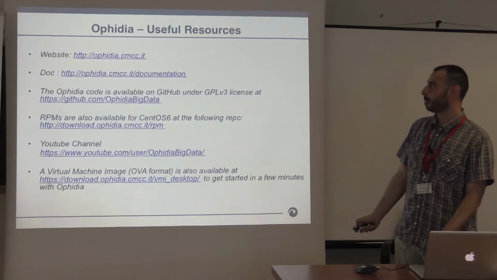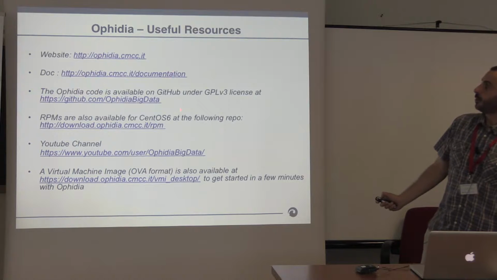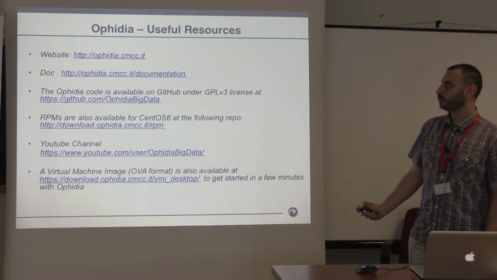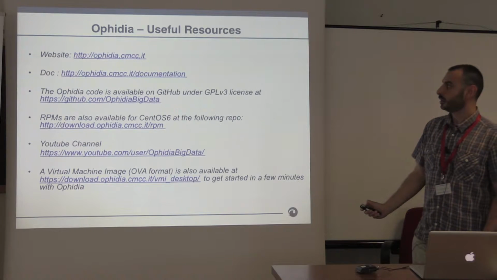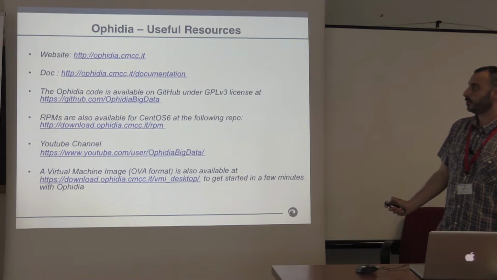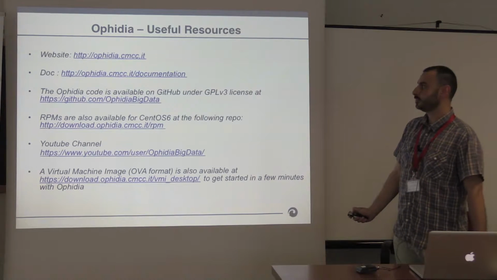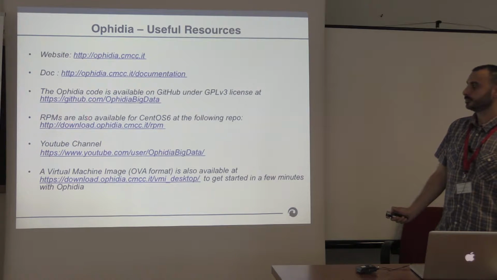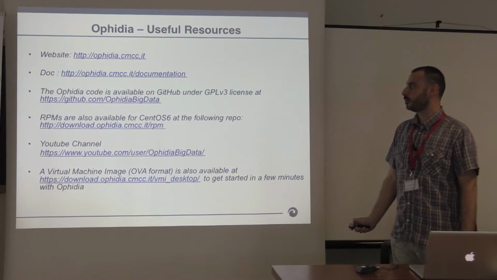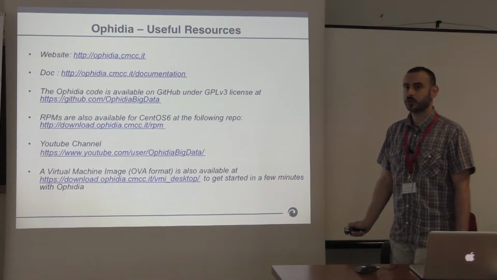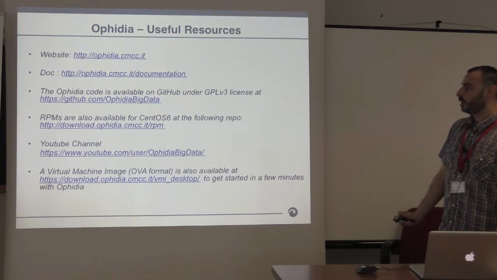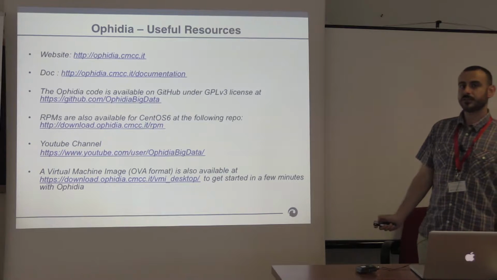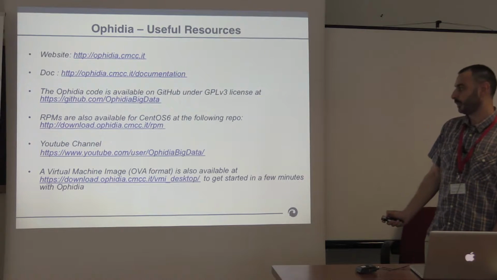2016 on GitHub. These are our useful resources: the website, where you can also find the documentation. The Ophidia code is available on GitHub under the GPL license. You can also download the RPM in order to install the software on your machine, on top of the software stack, but also a virtual machine image with the stack already installed inside, in OVA format.